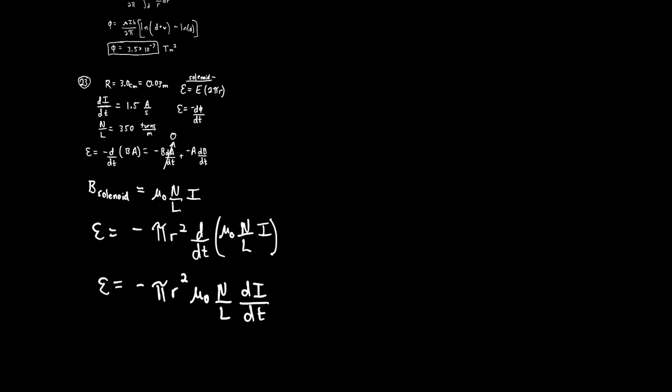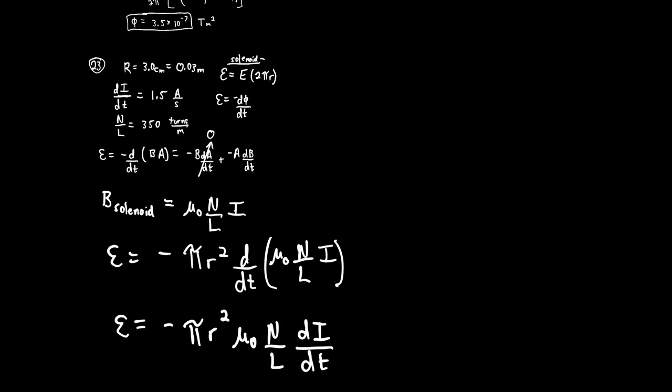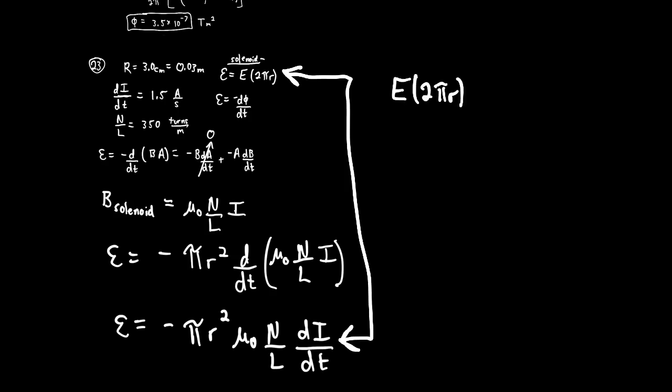But I'm not going to quite do that, because I need to take this EMF, set it equal to this EMF, because I'm looking for what E is. General equation for the induced electric field. Set those equal to each other. E times 2 pi r equals negative pi times r squared times mu naught times n over L times dI/dt. What happens to my pi's? I have a pi on the left and a pi on the right. They're gone. What happens to my r? One of the r's cancels, and I end up with just one r.